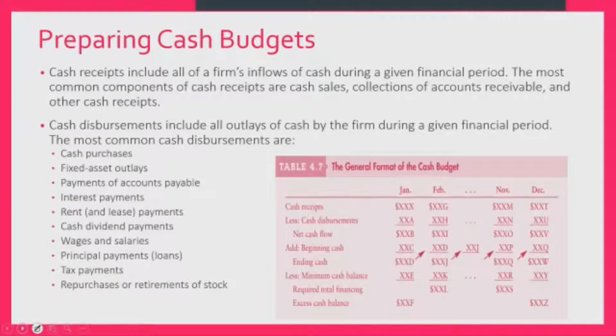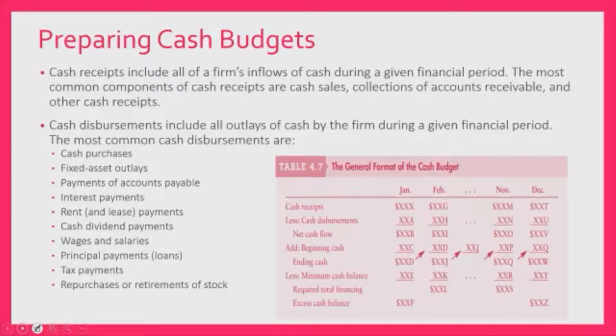So let's prepare the cash budget. We start with cash receipts. Cash receipts include all the firm's inflows of cash during a given financial period. Now, if you're doing a personal budget, it usually starts with your income, your salary, or if you're getting money, right? So it's the same thing with cash receipts.